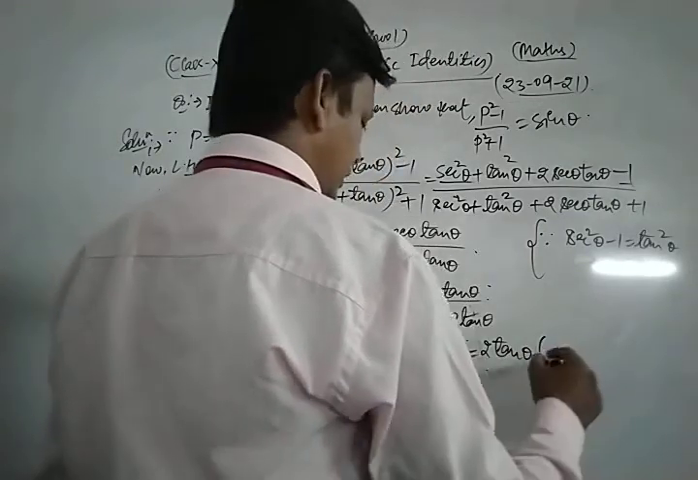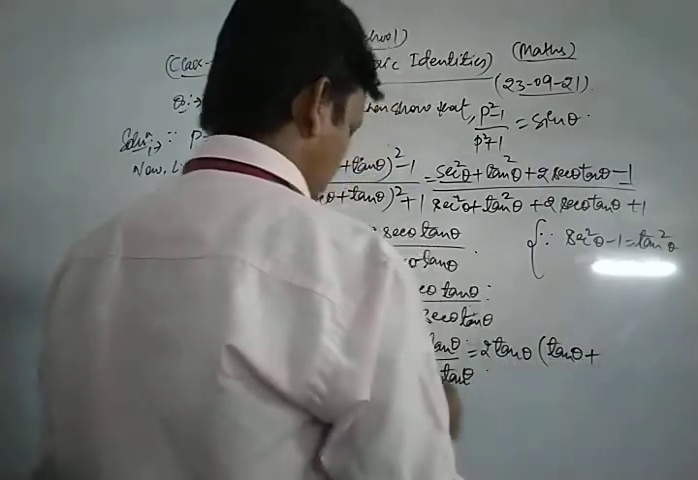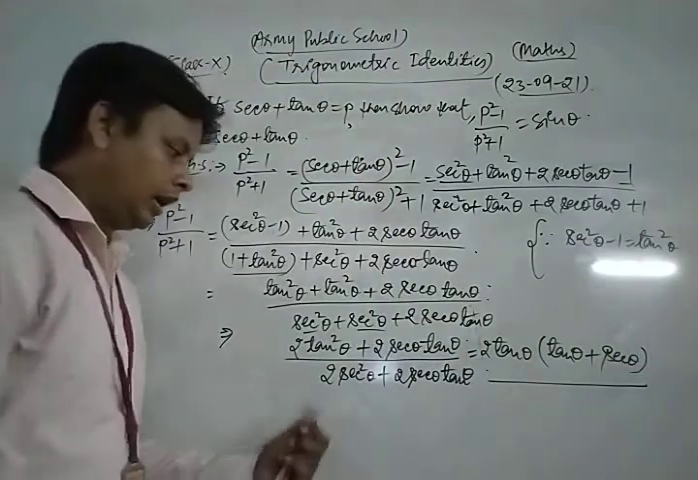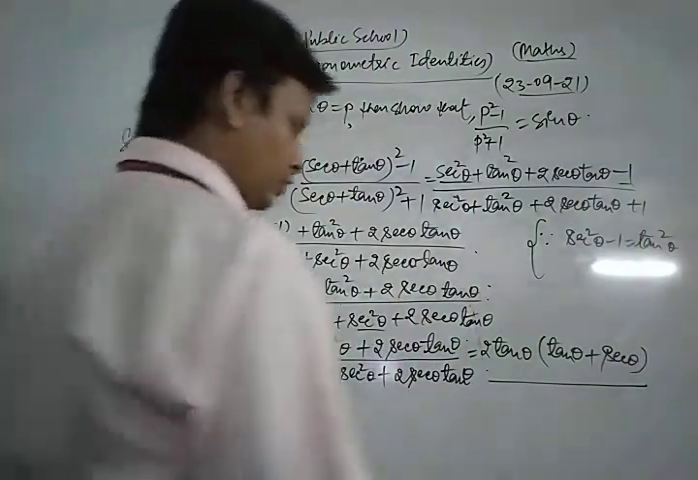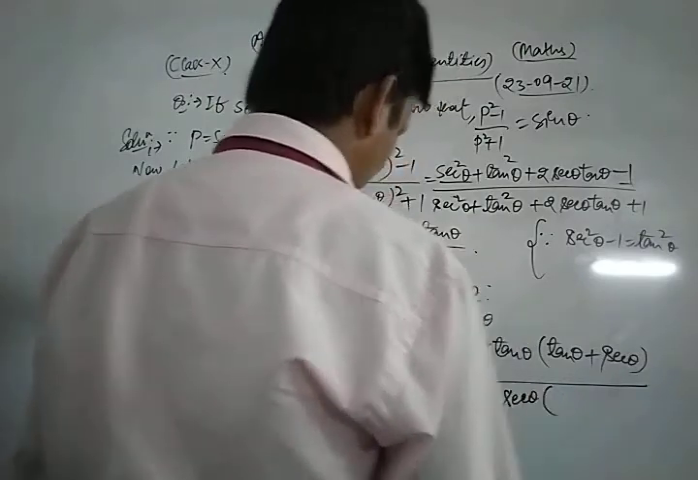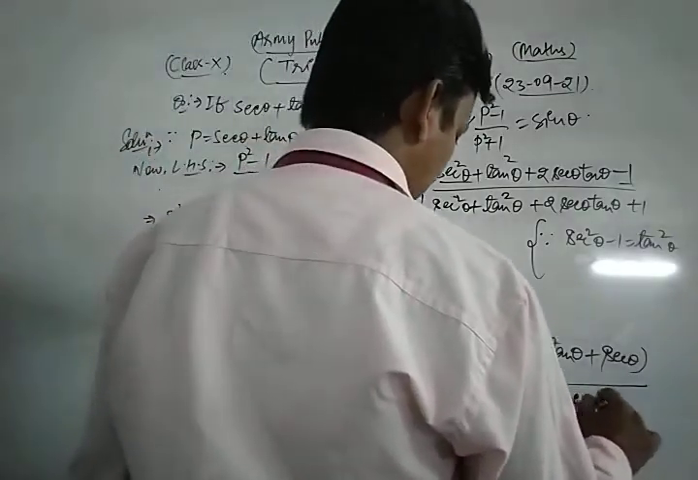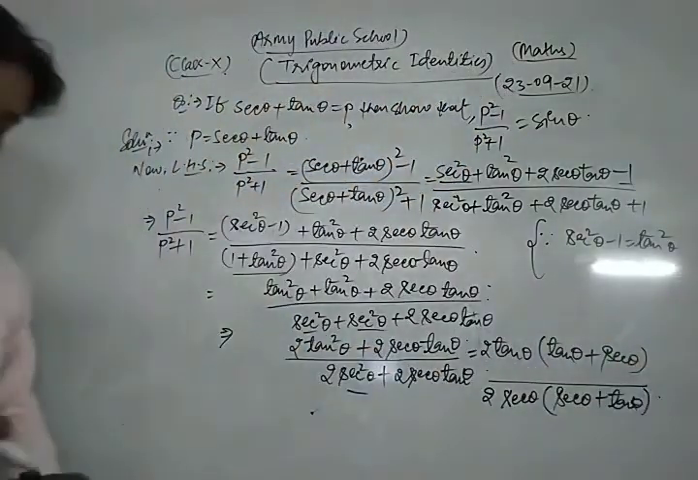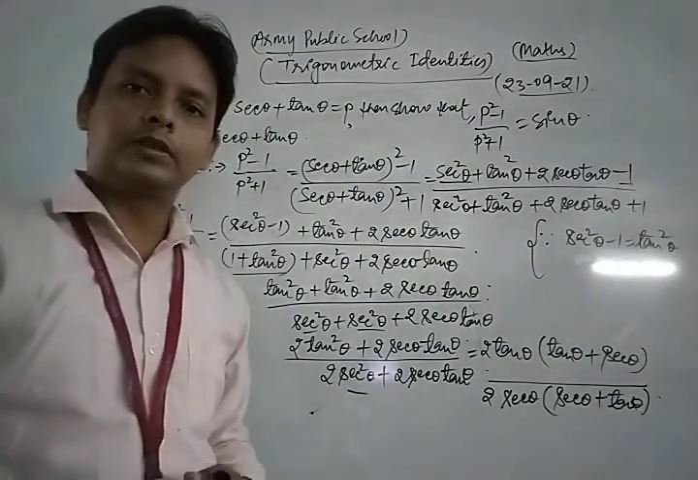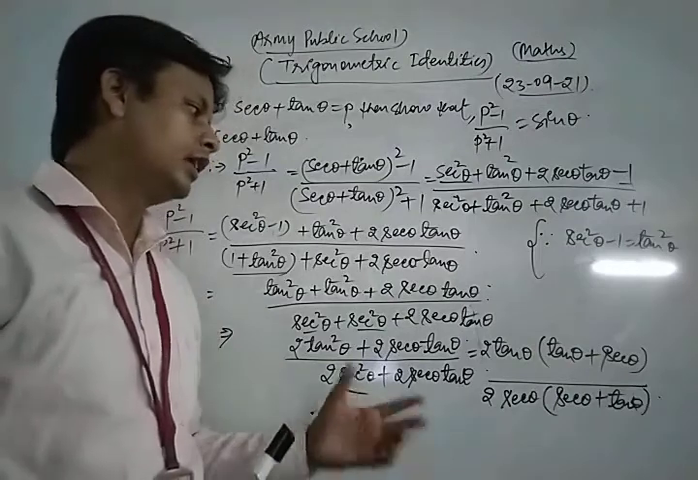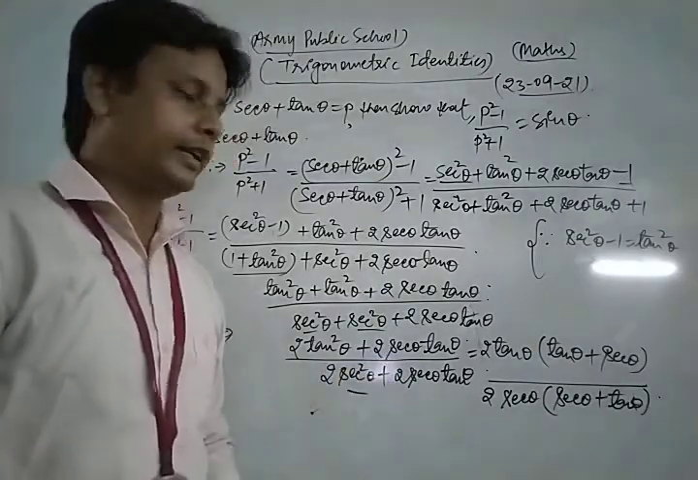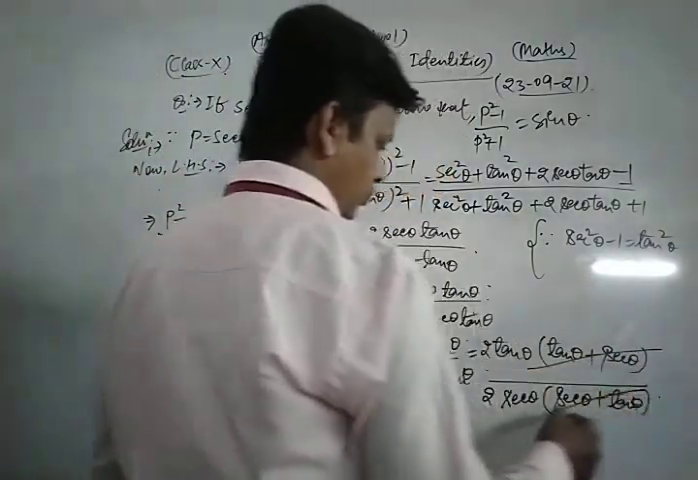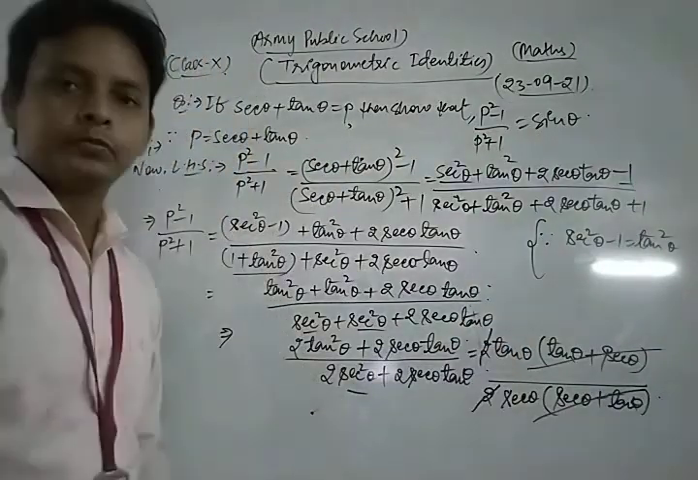2 tan theta as common, so we get tan theta plus tan theta, and 2 sec square theta. Now in the denominator we take 2 sec theta as common, so we get sec theta plus tan theta, and sec theta plus tan theta is left as common. Means in the numerator we take 2 tan theta as common, and in the denominator we take 2 sec theta as common. Now tan plus sec cancel each other, and the 2 also cancels.